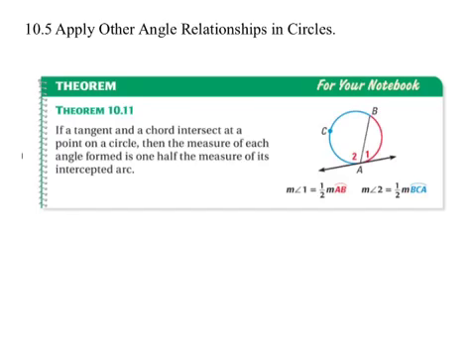If a tangent and a chord intersect at a point on a circle, the point of tangency, then the measure of each of its angles formed is 1/2 the measure of its intercepted arc. If I'm looking at angle 1, the measure of angle 1 is 1/2 the measure of that arc. The measure of angle 2 is 1/2 the measure of that arc.